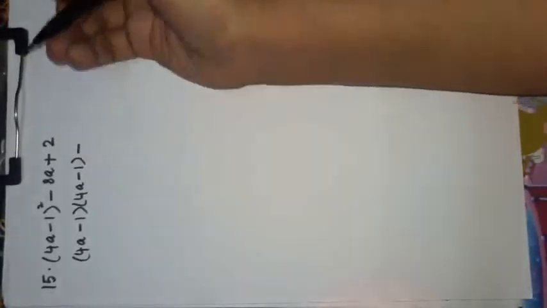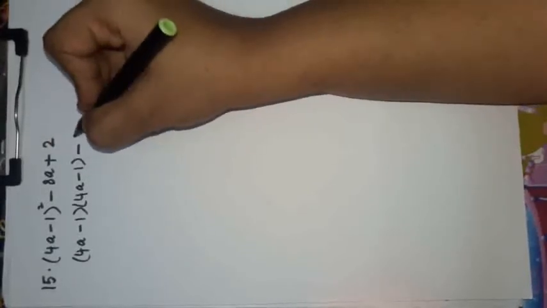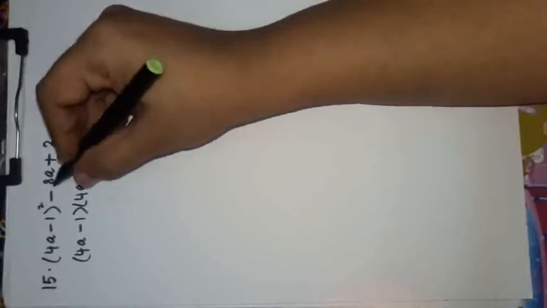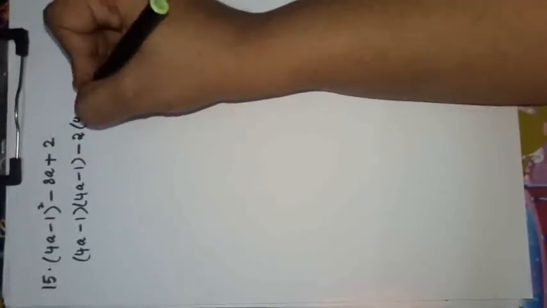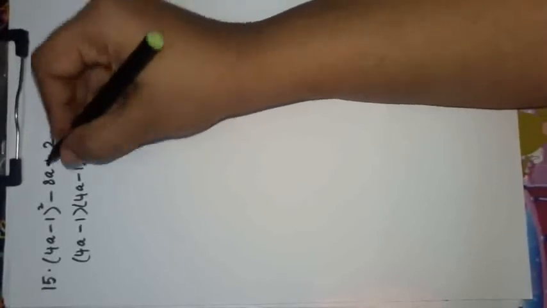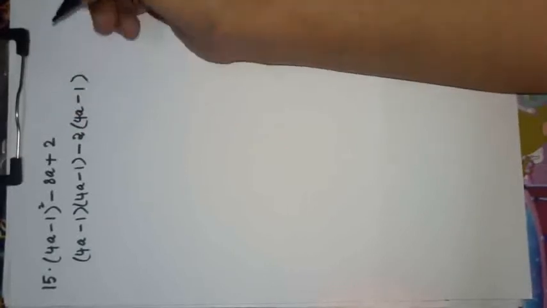Out of 8a and 2, something you can take common. 2 4s are 8, 2 1s are 2, so it will go in 2 tables. So 2 let us take common. After I take 2 common from here, 2 into what will be 8? 2 4s are 8. Then a will be as it is. Then minus into minus will be plus, so that's why I am taking minus over here. Then 2 1s are 2, so 1 will come over here.